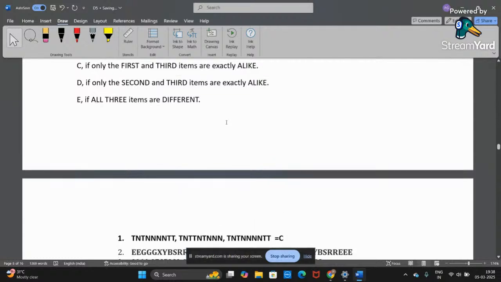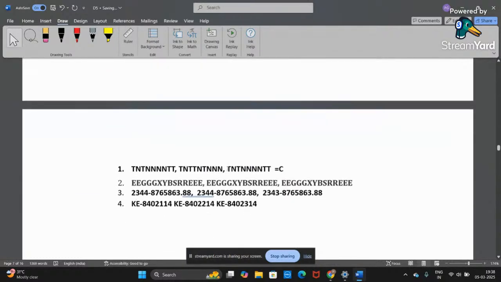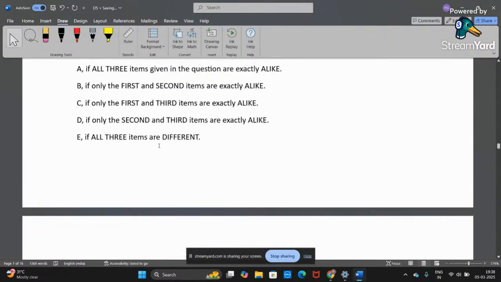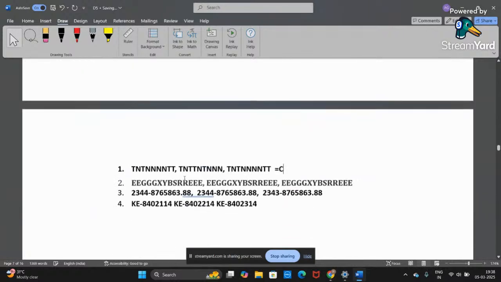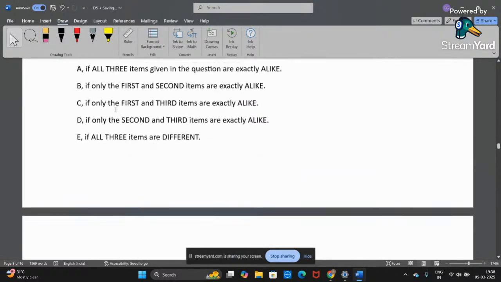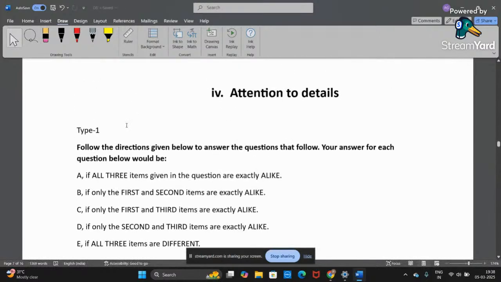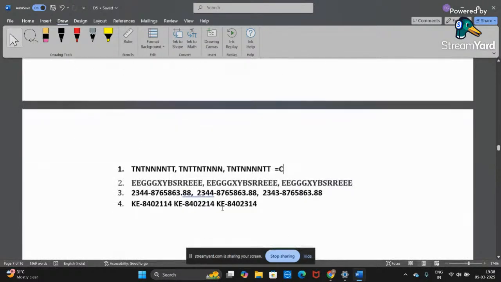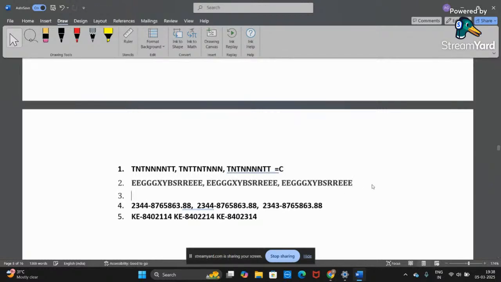Let's look into the fourth also. Second and third, no, it is not right. And all three items are different. Now here first and third one is same. So the option is C. We have to give attention to each and every alphabet here to find the answer. Okay, let's move on to next one.